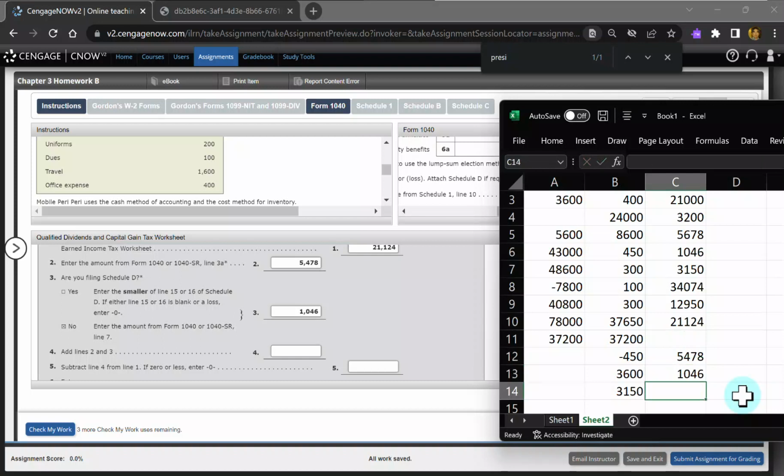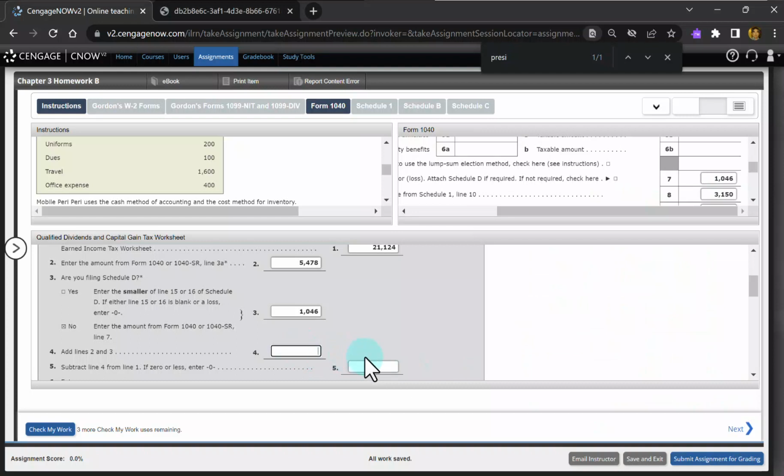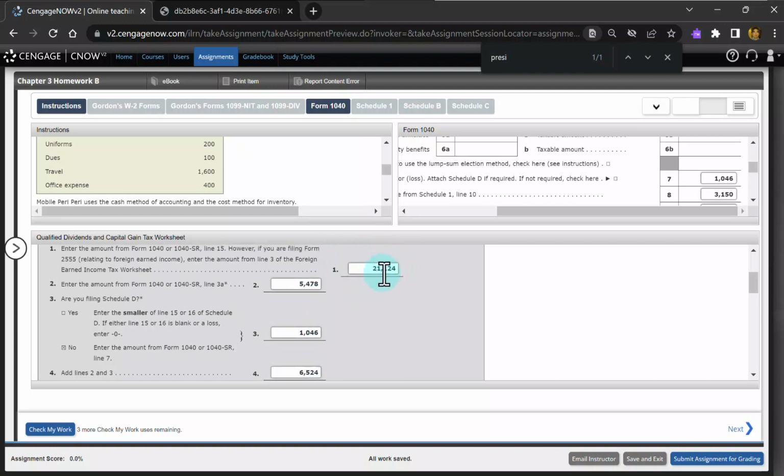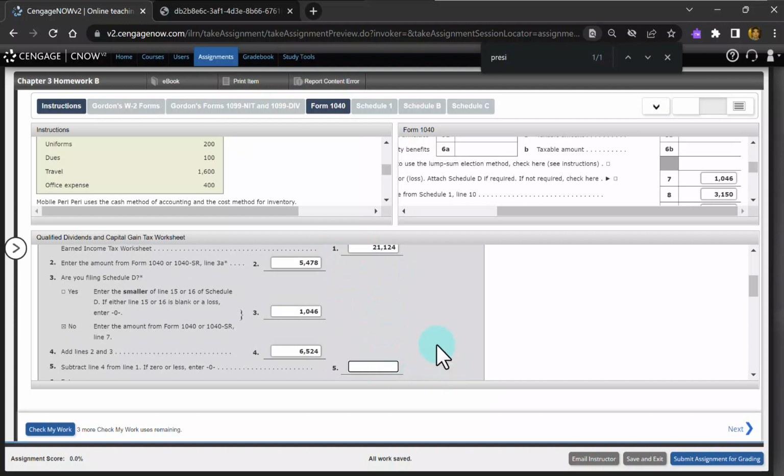$54.78, $10.46, $65.24. And then we would subtract it out of this taxable income. Remember, these two incomes are already included in this taxable income. So now let's see, 21,124.